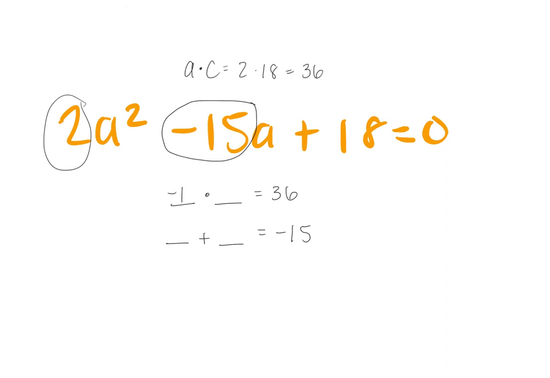Let's check it out. Negative 12 times negative 3. What do we get there? Positive 36. What happens when we add them together? Negative 15. Booyah, we figured out both of our factors. Now, remember, we cannot write a minus 12 times a minus 3. Why not?